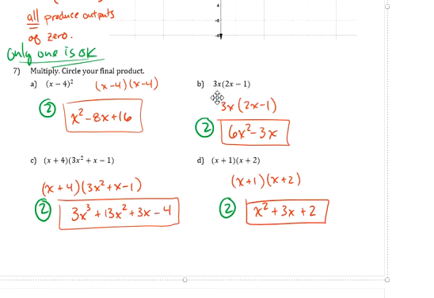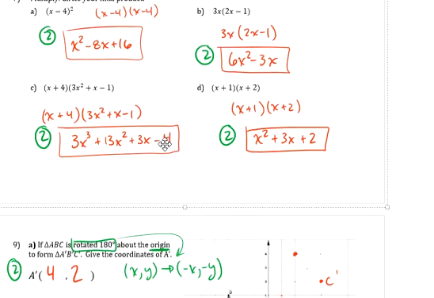On this one, B, I've got 3x and I'm multiplying it by the quantity of 2x minus 1. So I'm just distributing the 3x to each of the terms inside of the parentheses. So this becomes 6x squared minus 3x.